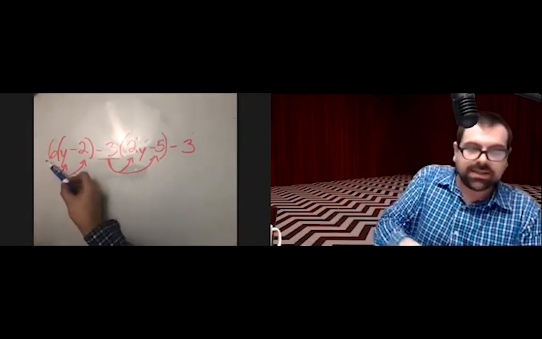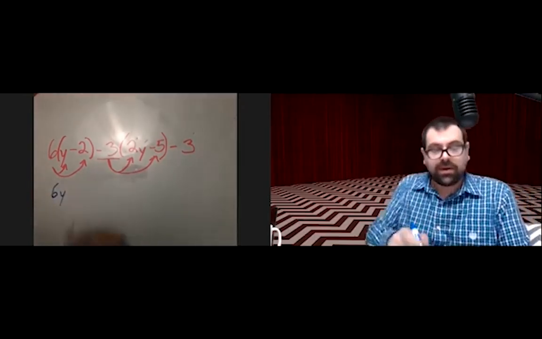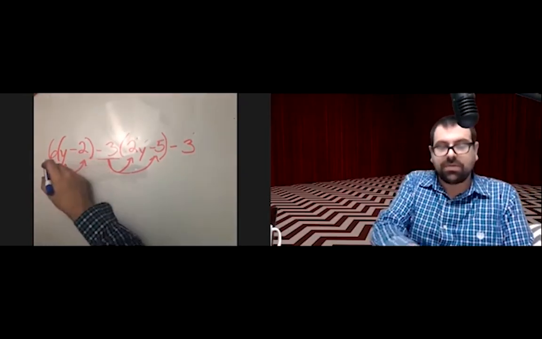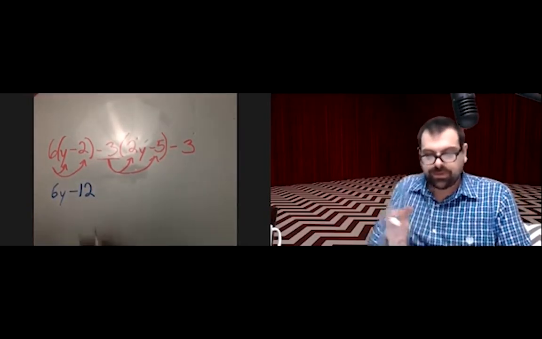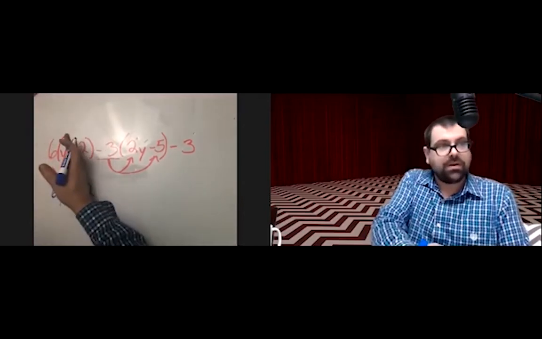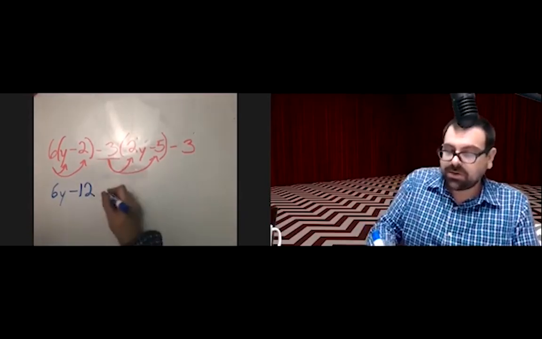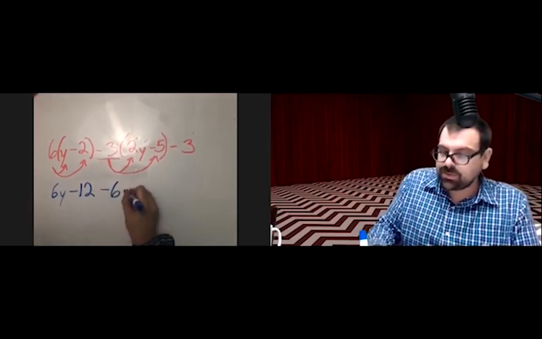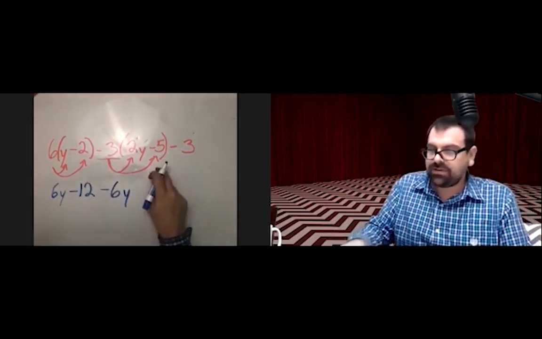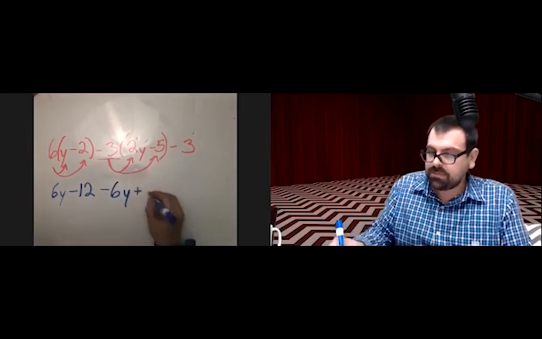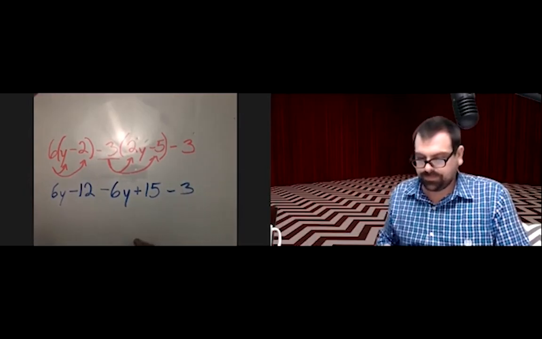What do we got? 6 times y is 6y. 6 times negative 2, positive times negative is negative 12. That's it for that one. Now, negative 3 times positive 2y. Negative times positive is negative 6y. Negative 3 times negative 5. Negative times negative is positive 15. Then our minus 3.